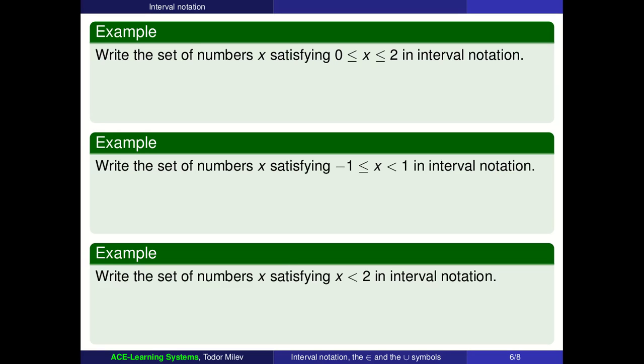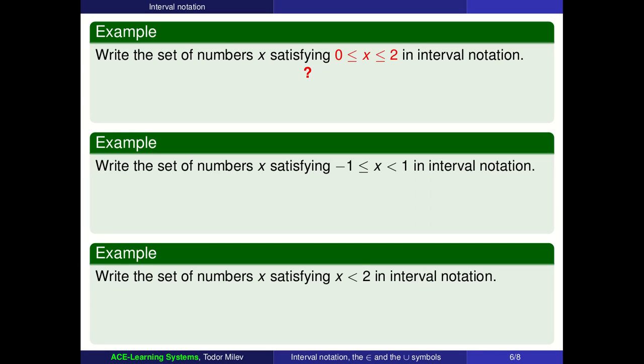In this example, I'm going to teach you how to go from simple inequalities to the interval notation. We're going to actually do 3 examples. The first one is the following. Write the set of numbers x satisfying the two inequalities 0 less than or equal to x and x less than or equal to 2. So write the set of numbers satisfying that inequality in interval notation.